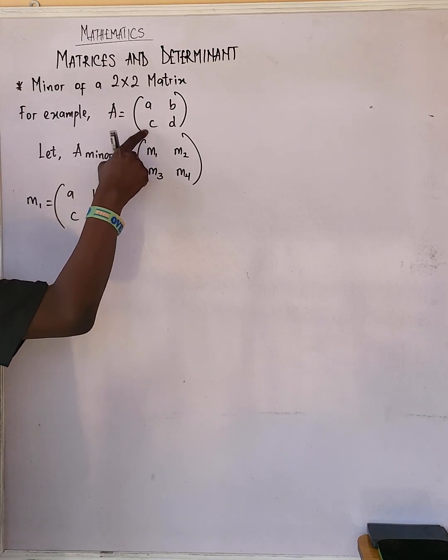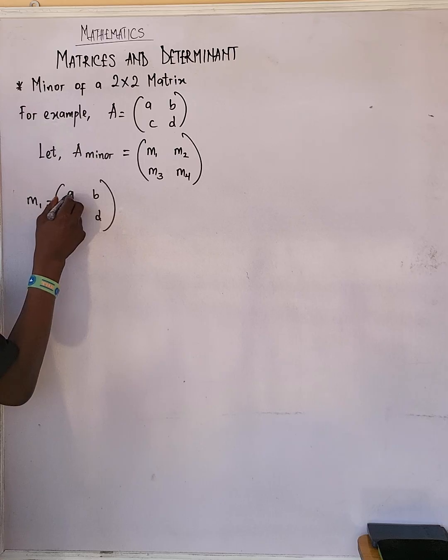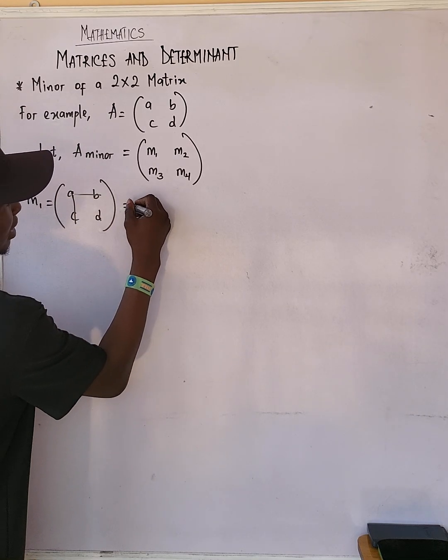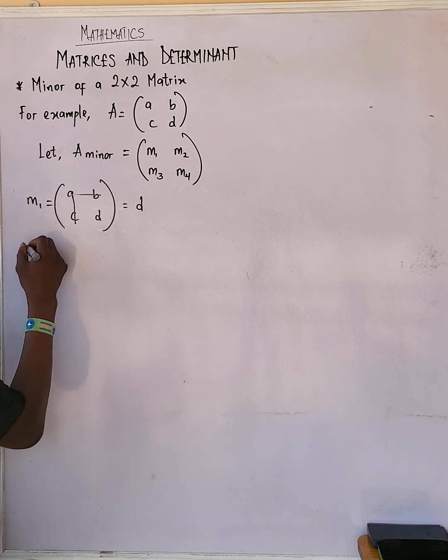Now, this M1, what is it representing in that your matrix, in that your question? It's representing this A, right? Cancel the row, cancel the column. What else are you seeing? You are left with D. Do you get it? Now, we go again. Let's go for M2.